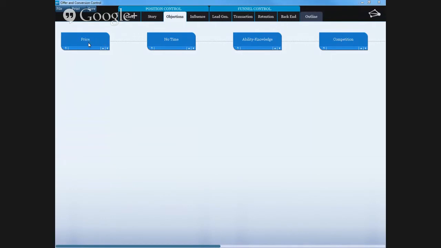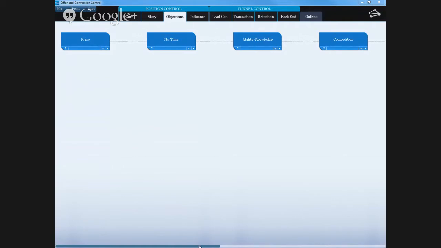The second objection type is going to refer to elements of time. I simply don't have time to do this. How long will it take me? Will I be successful in X amount of time? The third are ability or knowledge. I believe you can do it, but I don't necessarily believe that I can do it. Anything that has to do with ability or knowledge.